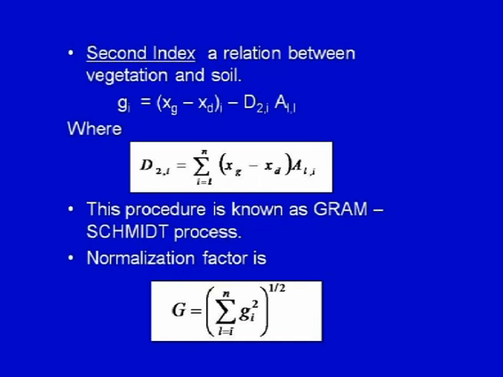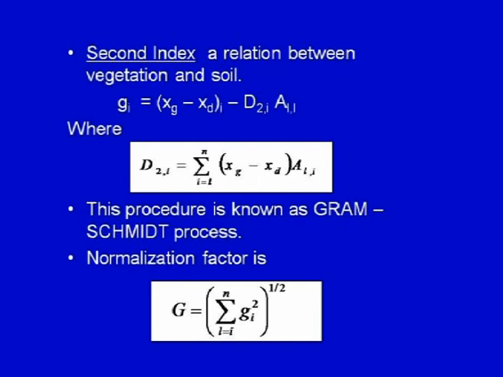A11 is nothing but the coefficient that we have derived previously for brightness, where D2i is the difference of the green vegetation minus the dry soil multiplied by the coefficients of the brightness, and we take the sum of this. This procedure is known as Gram-Schmidt's process.